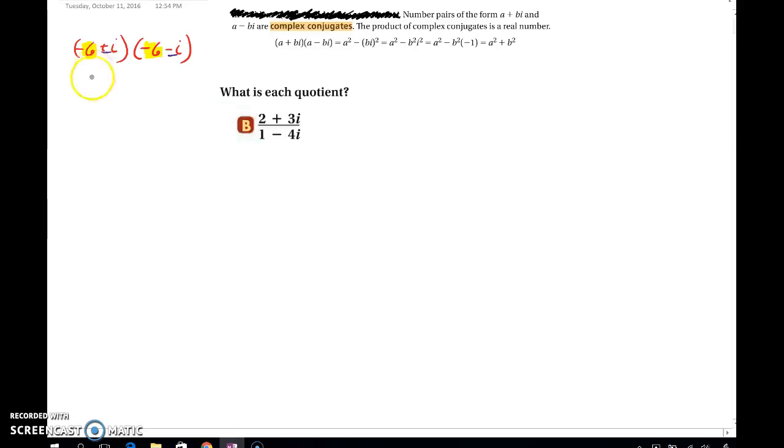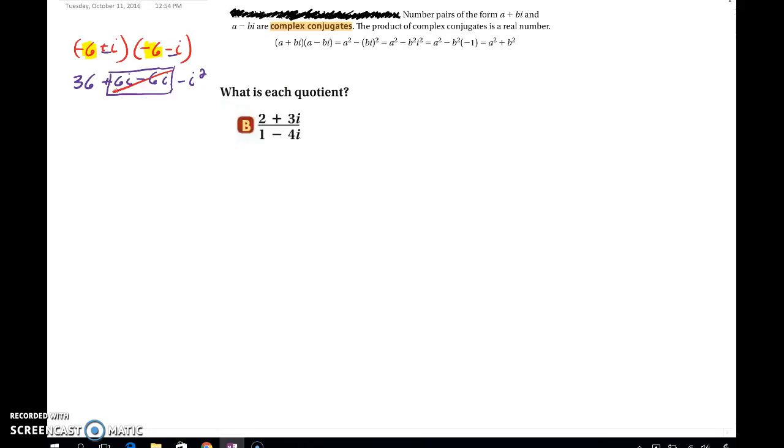Because when we multiplied this out, our inner terms ended up canceling out. We had +6i, and we had -6i, and then we had -i squared. Our two imaginary terms, the i's, will cancel each other out. So then we're able to get rid of our imaginary part.